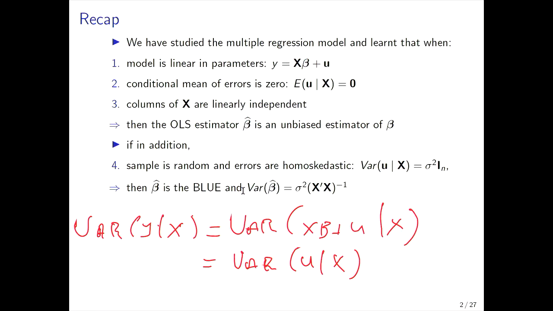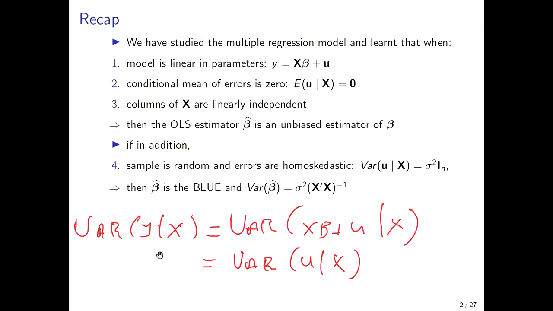Well, here's our linear regression model up here. Sorry, I forgot you can't see my pointer, so I better go and sit down here. So here's our linear regression model. So imagine that we take the variance on both sides of this conditional on x. So obviously, taking conditional variances on both sides of this equation, I get that the conditional variance of y will be equal to the conditional variance of x times beta plus u. Now, since we're conditioning on x, obviously x times beta is constant. And so the conditional variance of x times beta plus u is just going to be the conditional variance of u.